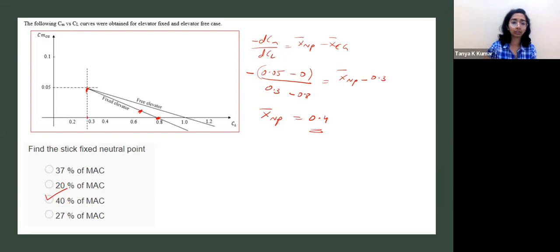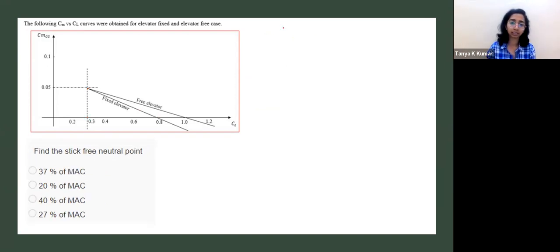Now let's do it for the stick free case. Same thing for the stick free case. Okay, some chat message. Okay, let's get back to this question later.